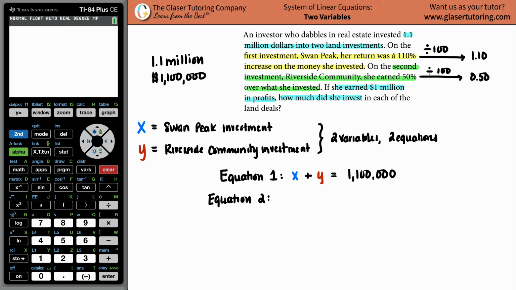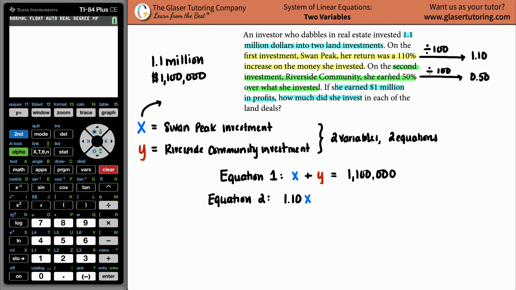But, all right. So for the first investment, Swan Peak, which was X, she got back 110%, which is going to be the number 1.10. So whatever her investment was, if I did my little example and I did 50, I took that value and I times it by 1.10. That's the same exact thing we're going to do here. We're going to take her investment, which was X, and times it by that percentage. So this basically comes out to being 1.10 X.